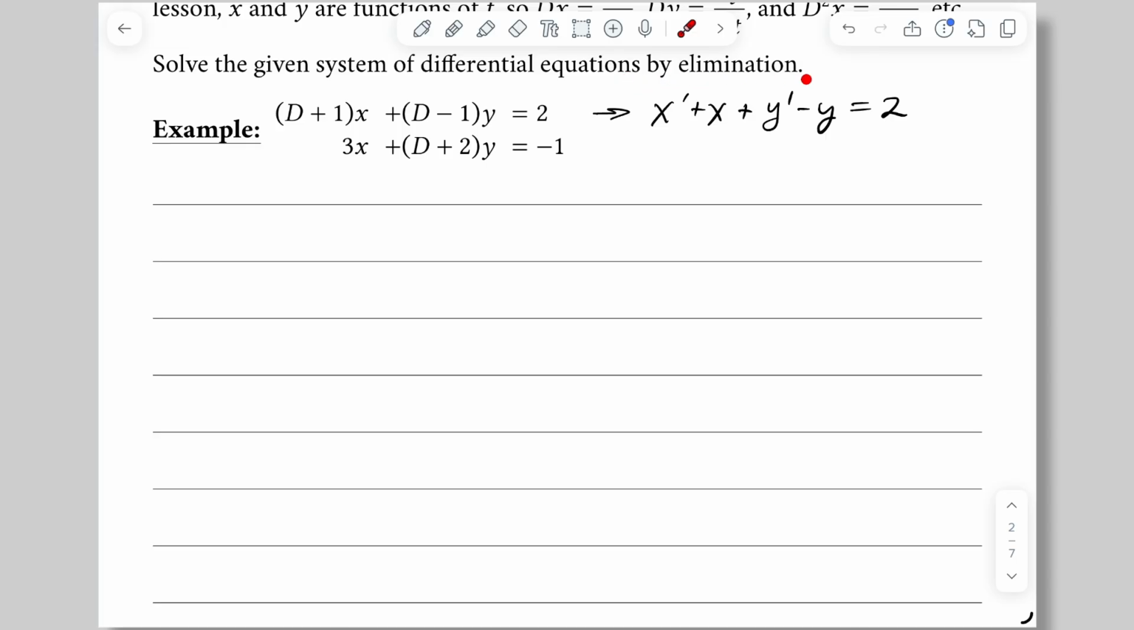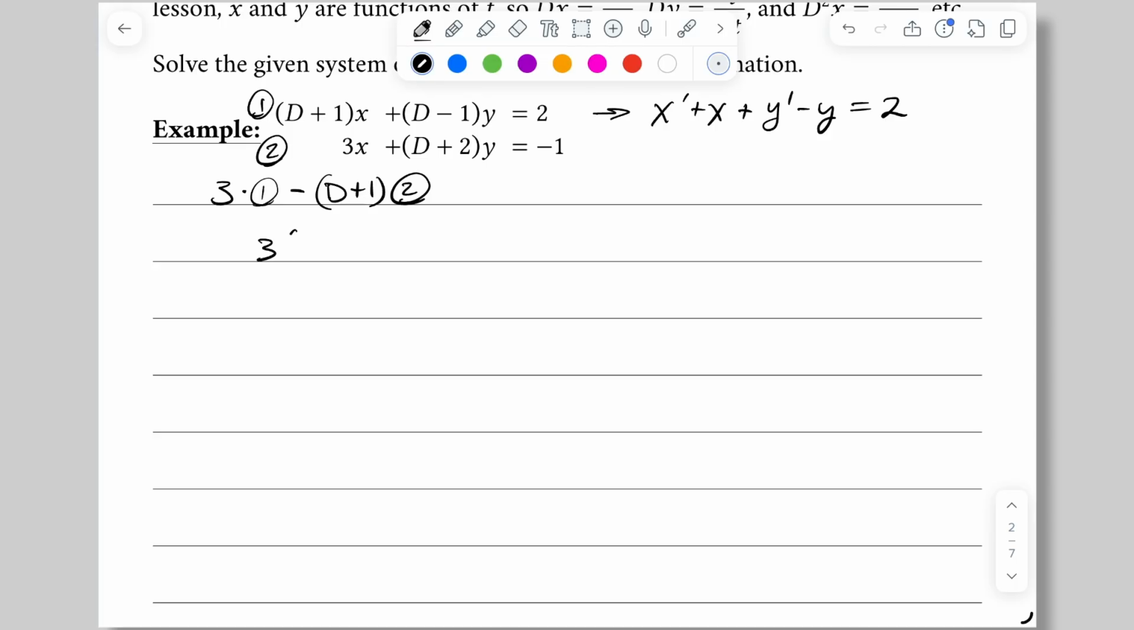We're solving these equations by elimination, which means we want to eliminate one of the unknown functions, either x or y. Looking at this set of equations, it looks like it would be easiest to get rid of x. I'm going to number the equations 1 and 2. If we multiply the first equation by 3, and then subtract the result of applying the differential operator (D + 1) to equation 2, then we're going to eliminate the x's. Performing these operations looks like 3(D + 1) acting on x plus 3(D - 1) acting on y is equal to 3 times 2. I'll just write it as 6 on the right-hand side.